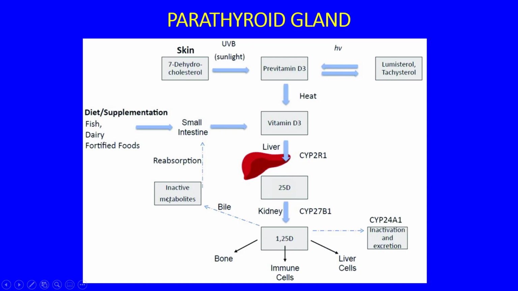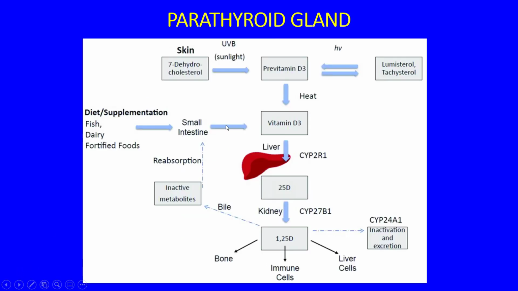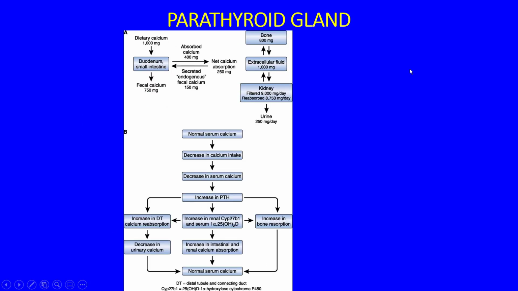In the bile, you have inactive metabolites. They may be reabsorbed through the small intestine. But what you see here is that vitamin D that's active will act on the bone, immune cells, liver cells, etc. And also there is an enzyme that will be involved with inactivation and excretion. Now, this is a little bit of detail I just want to throw out to you that you don't have to know the exact numbers, okay?